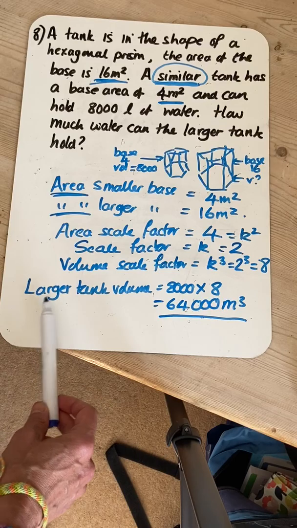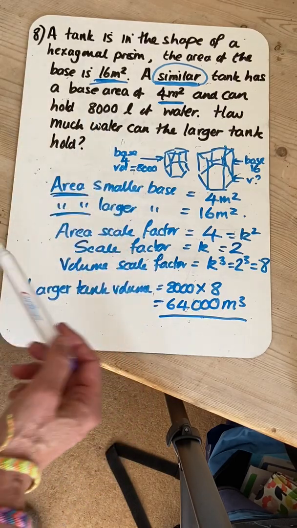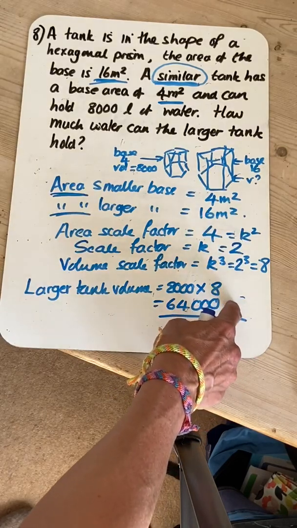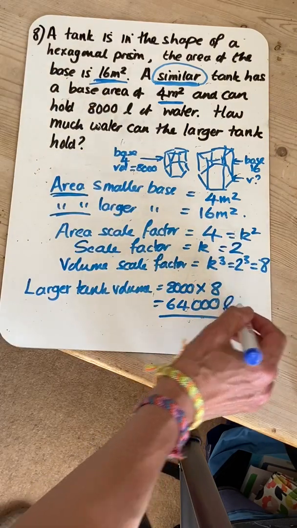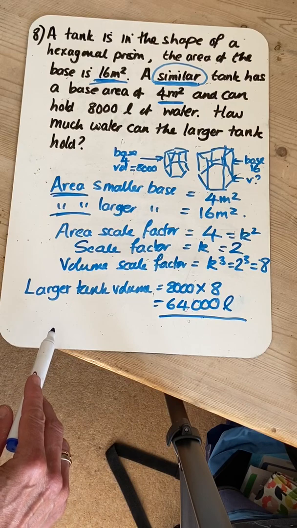Yeah, and then our larger tank volume will be the volume of water. Oh, it isn't in meters cubed, it's in litres. Will be our volume of water in our smaller tank, multiplied by our volume scale factor.